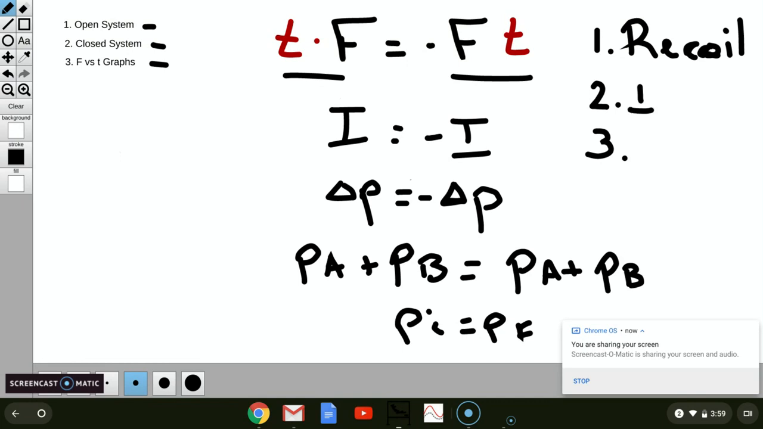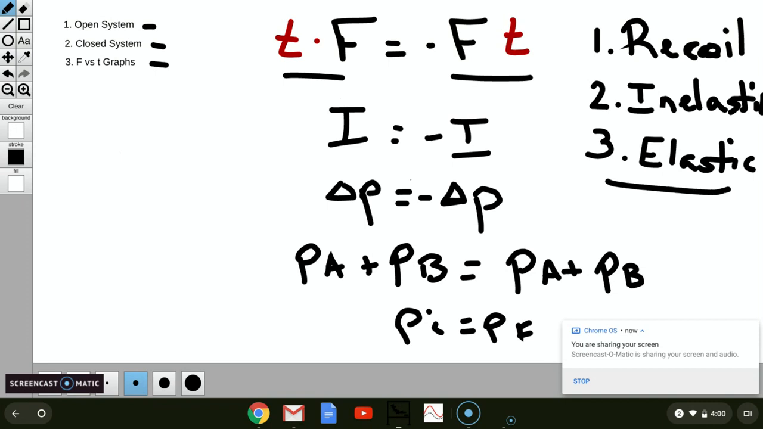Next, there is an inelastic collision, and this is where they start apart, collide, and end up sticking together. And then the last one is an elastic collision, and this is where they start apart, collide, and end up apart. Okay, so those are the 3 things there.